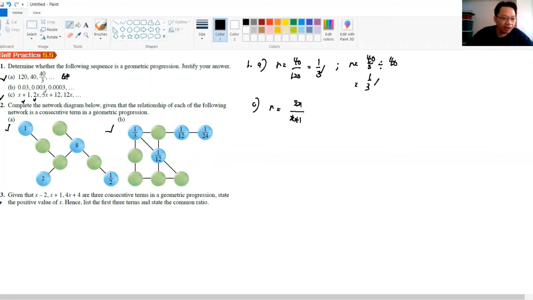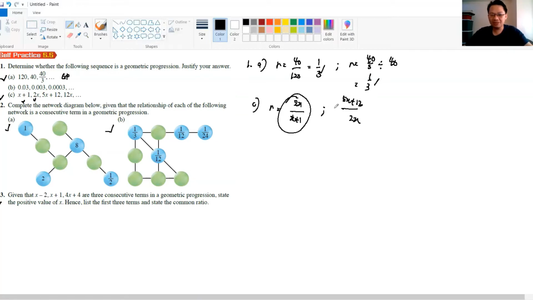5x plus 12 with the 2x. The third term divided by second term, right? Okay, so the third term is 5x plus 12 divided by 2x. Are they equivalent? From here we can see they are not equivalent, right? This has x on the top and 2x at the bottom, number 1. And then the bottom is x plus 1, but this one is 5x plus 12, they are not similar.